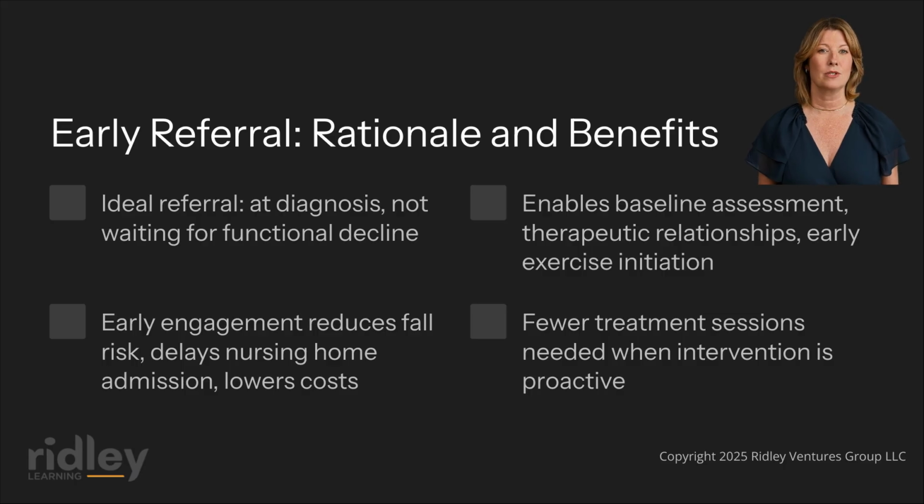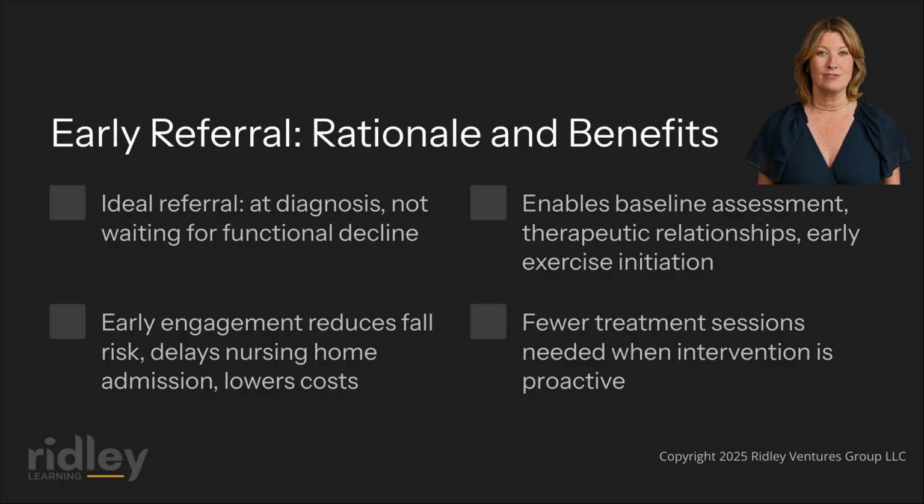Contemporary evidence strongly supports early and proactive referral to rehabilitation services, ideally at the time of diagnosis, rather than waiting for functional decline to trigger referral. Early engagement with rehabilitation professionals allows for comprehensive baseline assessment, establishment of therapeutic relationships, patient education, and initiation of exercise programs before significant motor impairment develops. This proactive approach aligns with emerging evidence suggesting that exercise may exert disease-modifying effects, potentially slowing the rate of motor symptom progression when initiated early in the disease course.